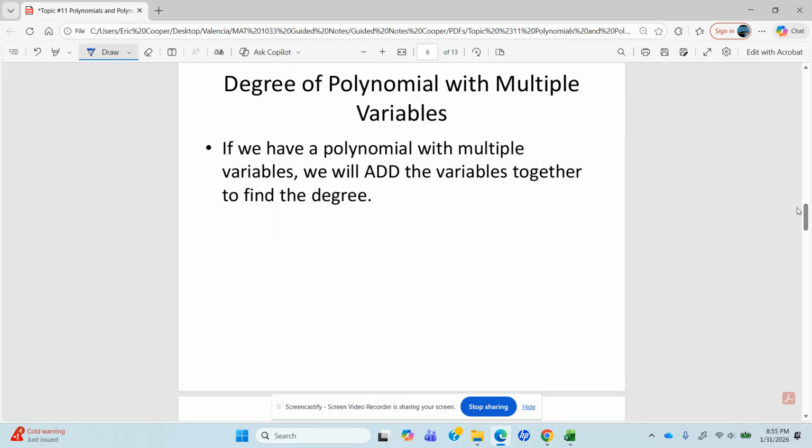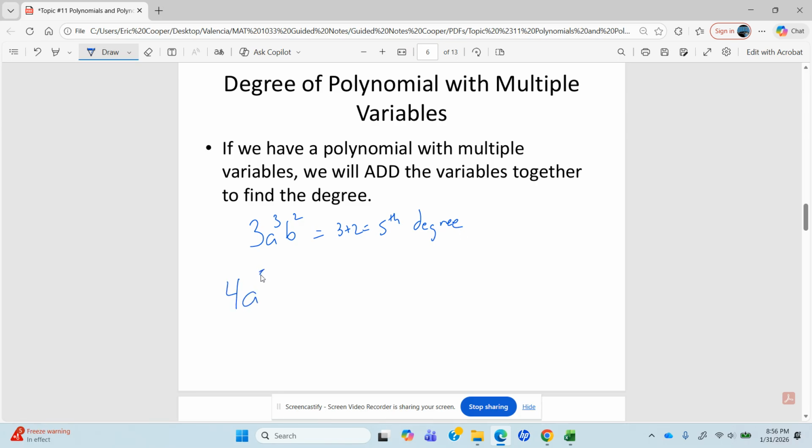How do we find the degree of a polynomial that has multiple variables? If we have a term with multiple variables, all we're going to do is add the exponents of the variables together to find the degree. So for example, if I have 3a to the 3rd b squared, all I would do is take 3 plus 2, and I would find that this would be 5th degree. So again, we add all the exponents.